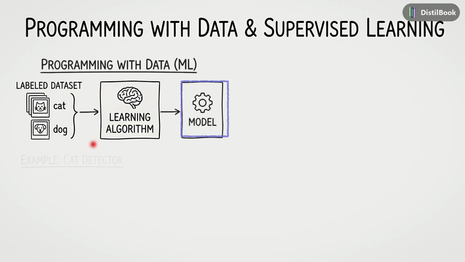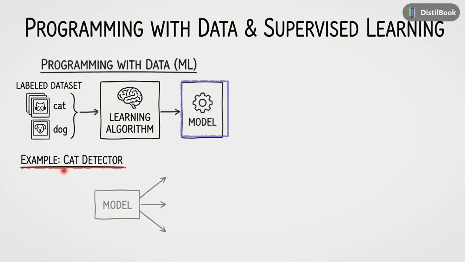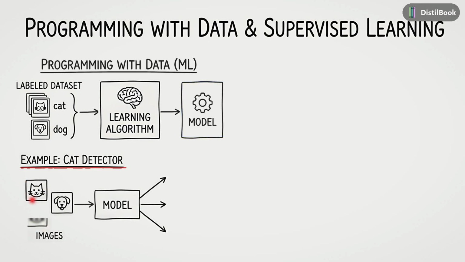Let's make this concrete with a specific example. Cat detector. Suppose we want to detect if a cat is in a picture. We feed our trained model various input images. The model analyzes the pixels and outputs a score. If it sees a clear cat image, it outputs a large positive number, indicating high confidence it's a cat.